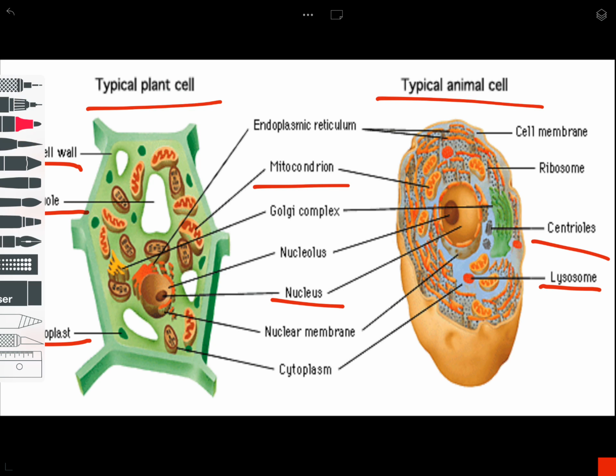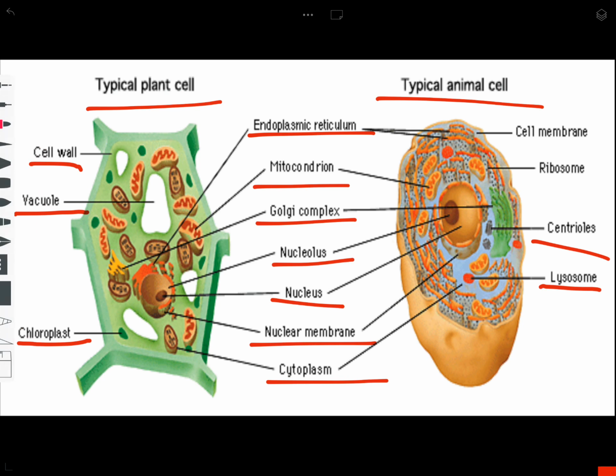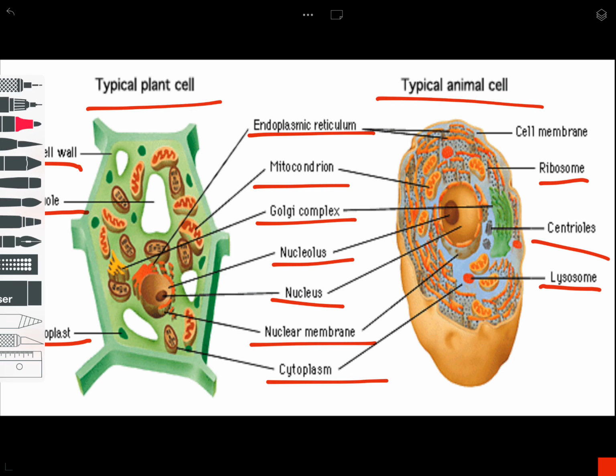Now try to guess which one is eukaryote and which one is prokaryote. If you guess they are both eukaryote, you would be right, because mitochondria is a membrane-bound organelle. They both also have a nucleoli, a Golgi complex, an endoplasmic reticulum, a nuclear membrane, and a cytoplasm. They also have ribosomes and a cell membrane.